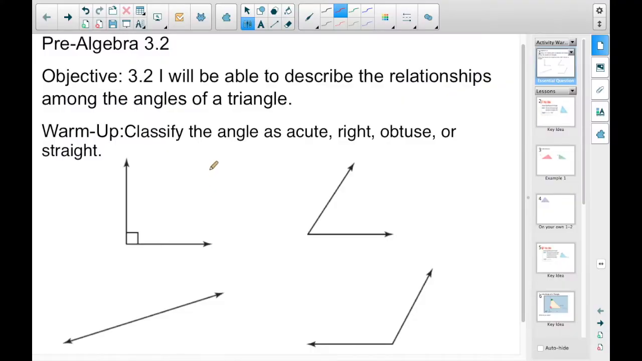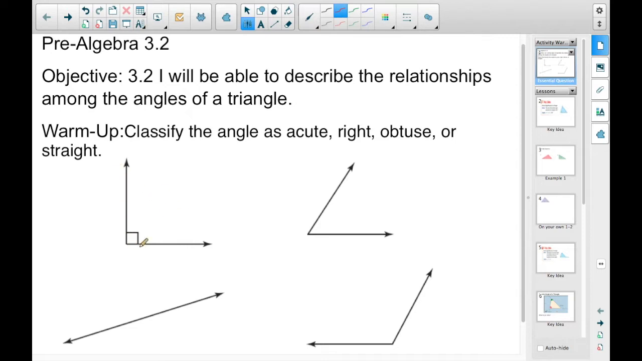We'll be talking about how to describe relationships among the angles of a triangle. So first, we're going to review what we know about angles before we begin to talk about angles of a triangle. So for a warm-up, classify the angle as acute, right, obtuse, or straight.